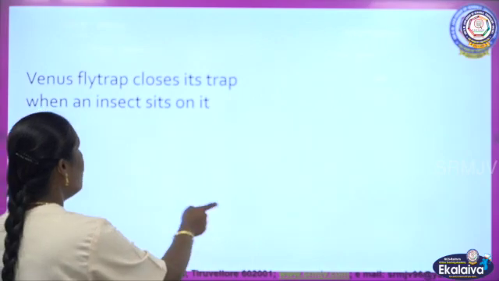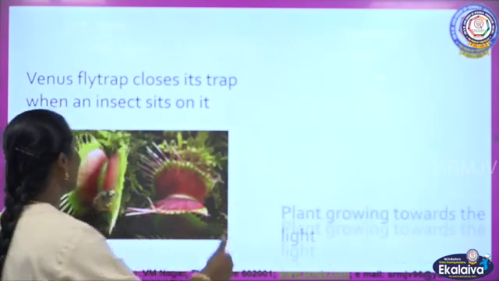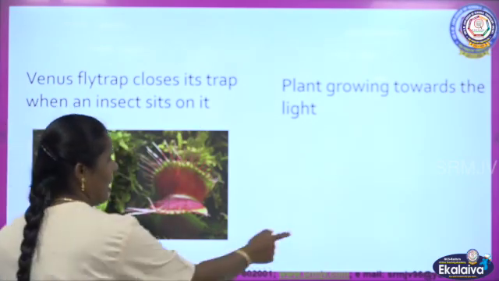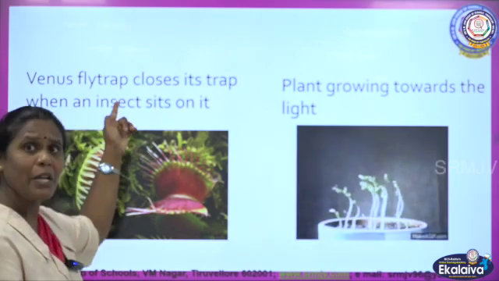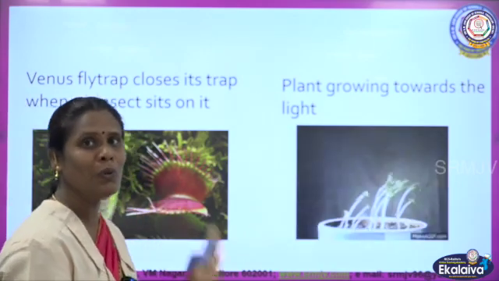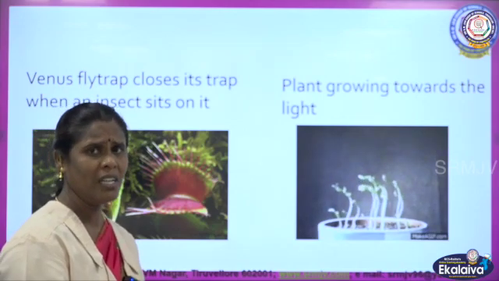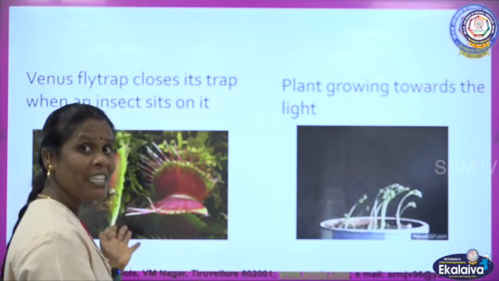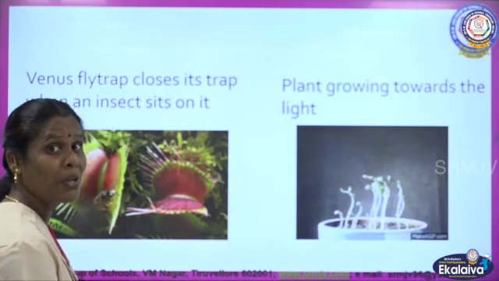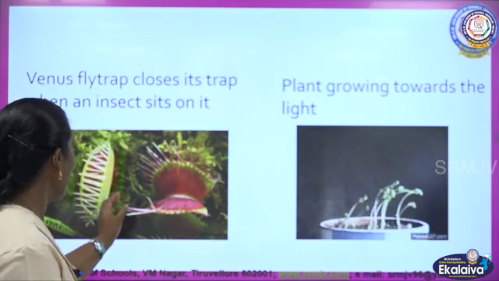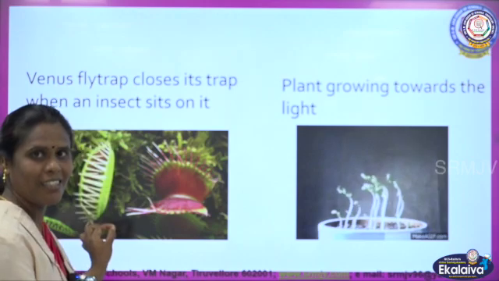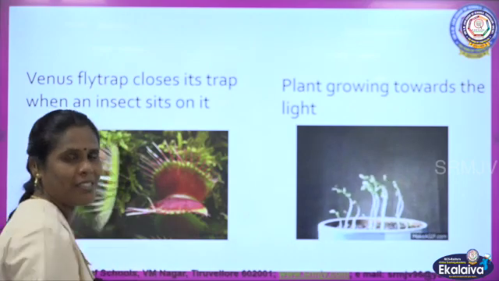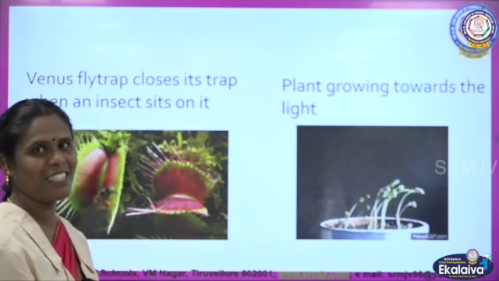Next, Venus flytrap closes its trap when an insect sits on it. Actually, Venus flytrap is one of the insectivorous plants. In the previous class, you learned about saprophytic plants, parasitic plants, insectivorous plants. So, Venus flytrap is an insectivorous plant. When an insect sits on it, that is a stimulus. It closes its trap, that is a response.